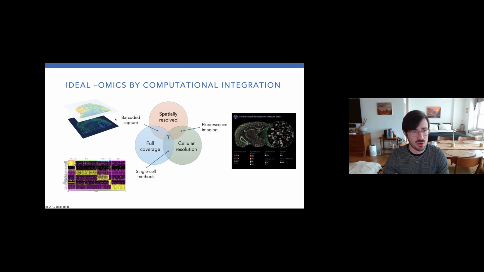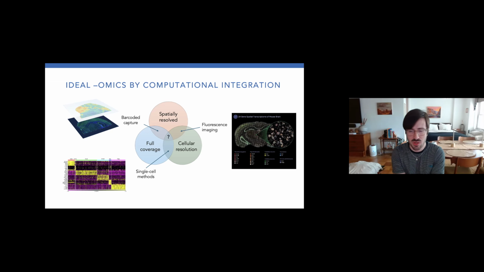If we're looking at barcoded capture techniques like Visium, a common platform for spatial transcriptomics, you can look at the total transcriptome as it varies in space on a single tissue section, but generally at a coarser resolution. The modern high definition versions are getting more and more resolved, where you might even get to cellular or subcellular resolution, but they'll never be as good as fluorescence imaging, where you can zoom into whatever depth you want and get a really fine-grained picture of what's going on, albeit with a pretty limited panel.